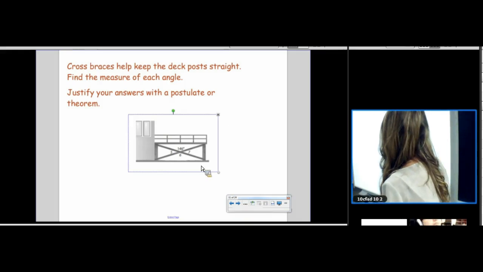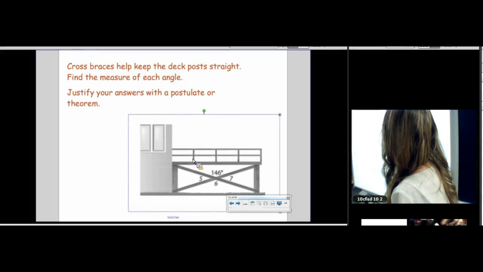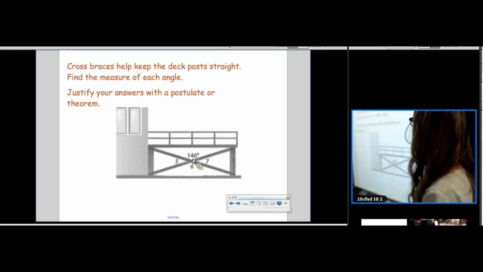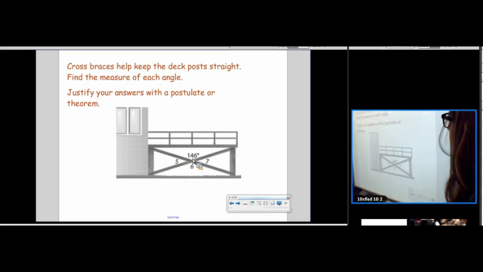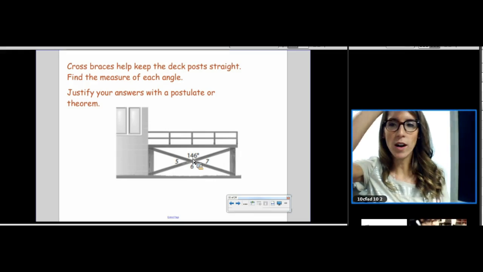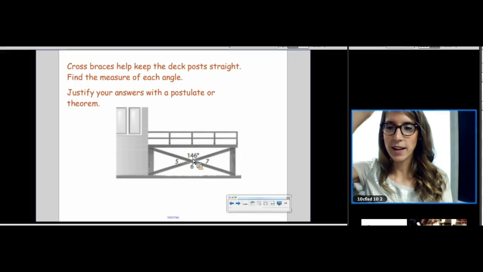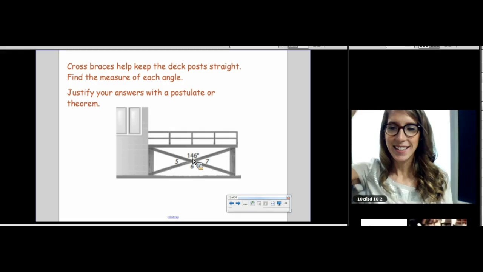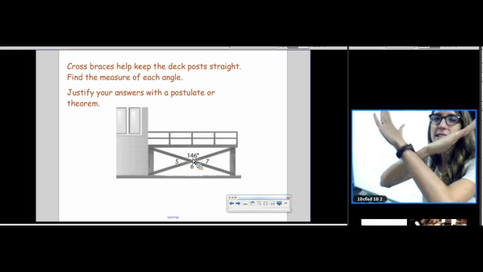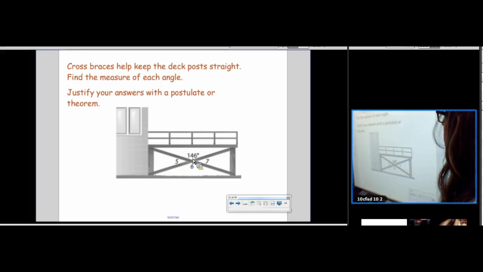Okay, let's take a look at this picture from your textbook. We don't use your textbook a whole lot, so I'm trying to use a few tiny pieces of it. Cross braces are things that help keep deck posts straight. Have you ever been on a deck before? Has anyone ever walked on a deck? Hopefully somewhere at some point you have. If not, that's okay. But it should have braces on it. Should have braces to help keep it sturdy. Find the measure of each angle.